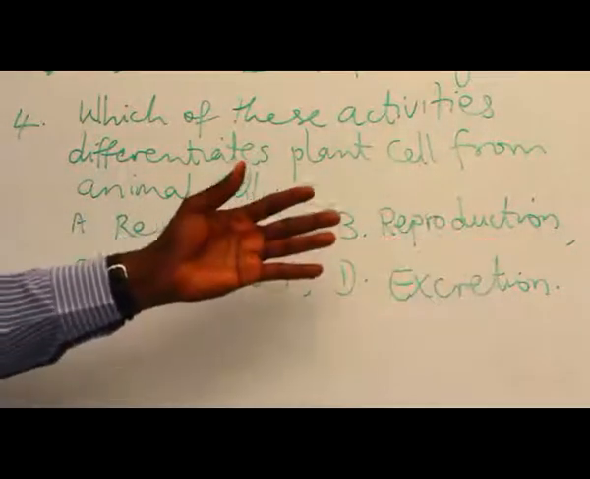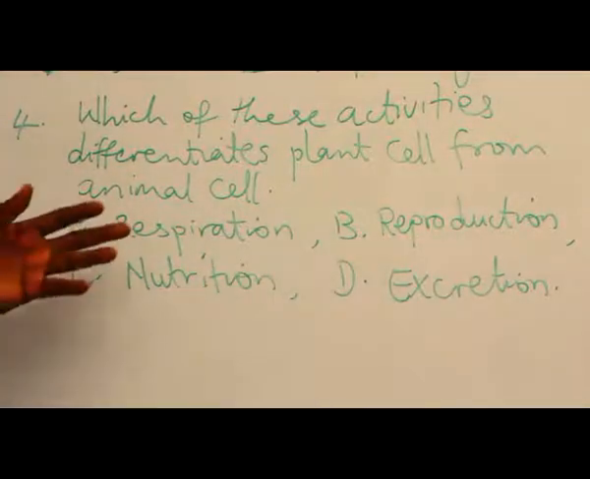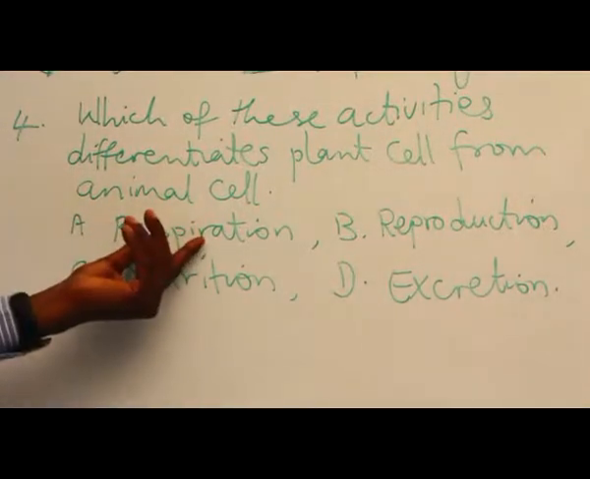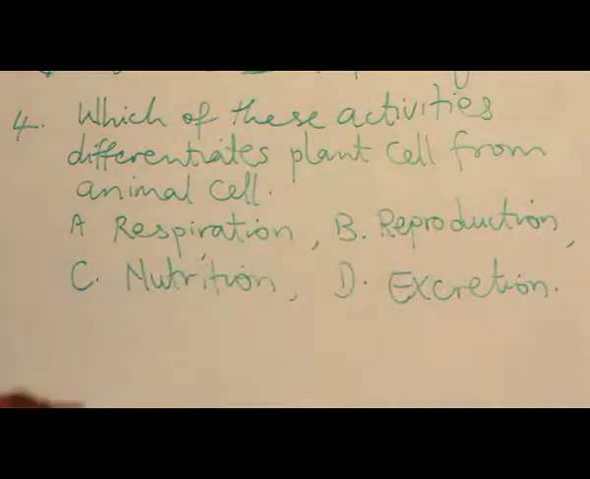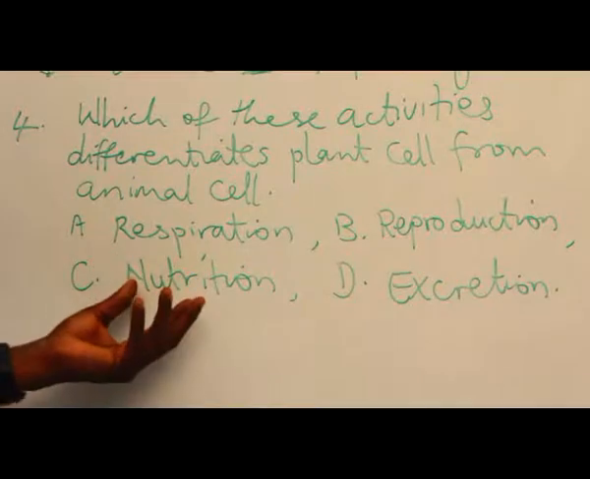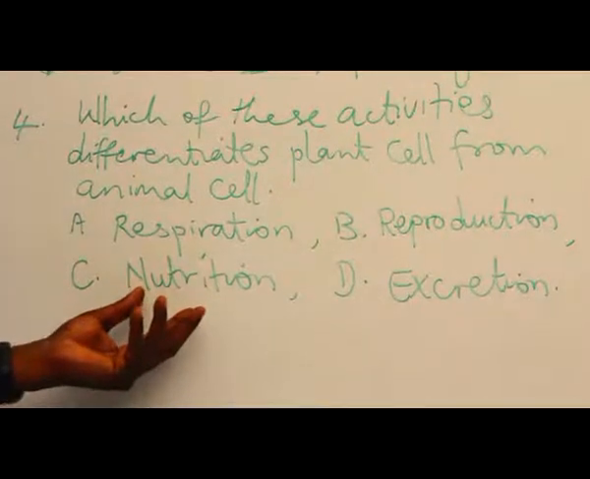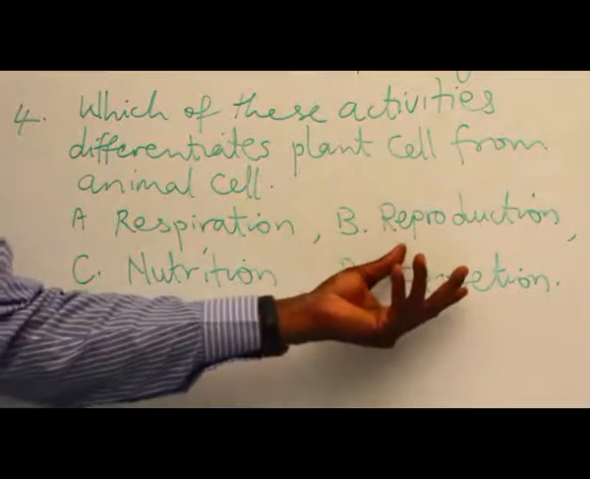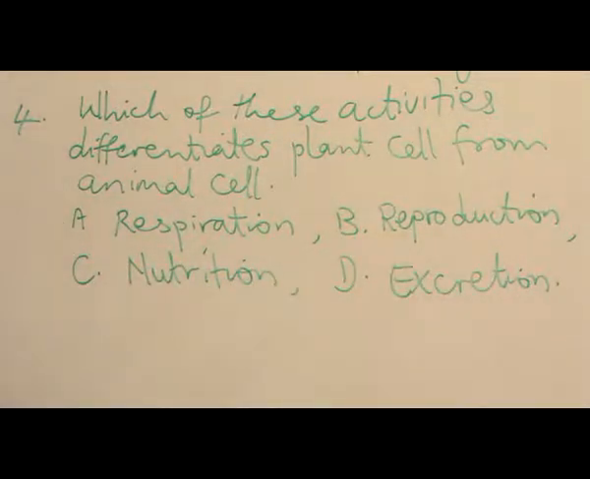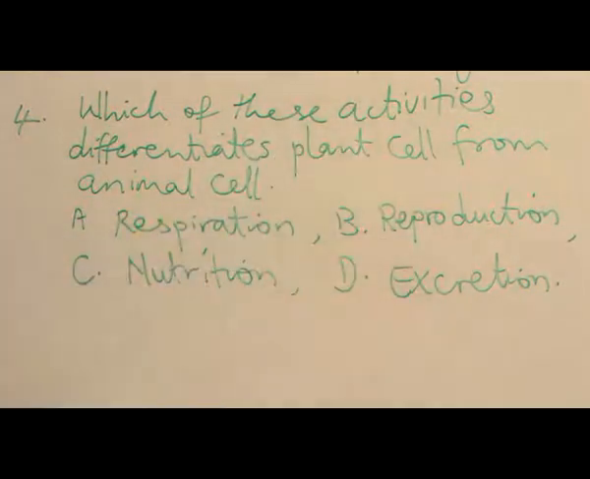Reproduction is the process of giving rise to the younger ones. Both plants and animals carry out respiration. They reproduce sexually and asexually. Then nutrition is feeding on food, the mode of feeding. Then excretion is removal of metabolic waste from the body. Plants remove waste. Animals remove metabolic waste.